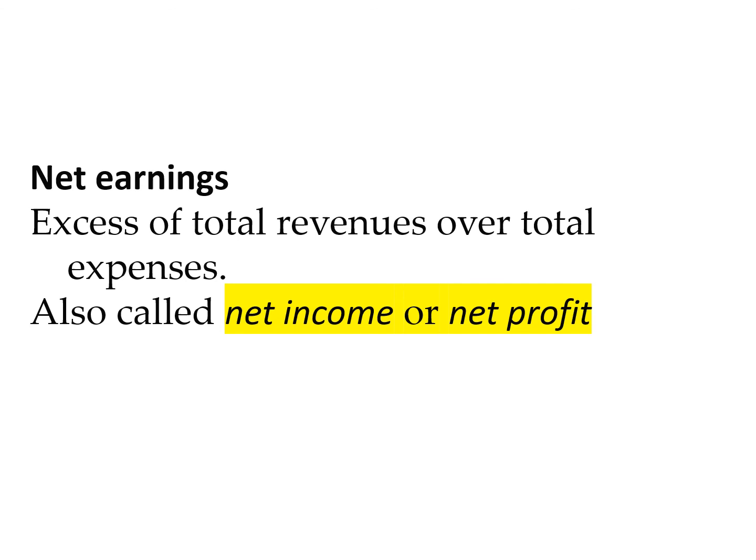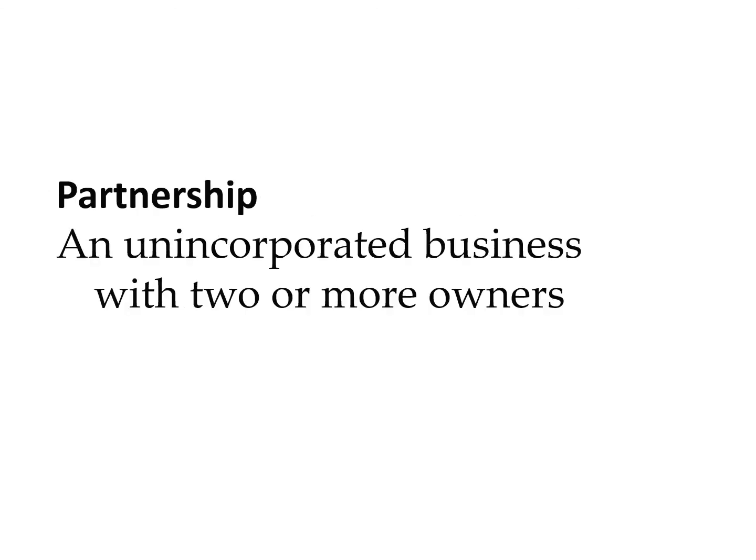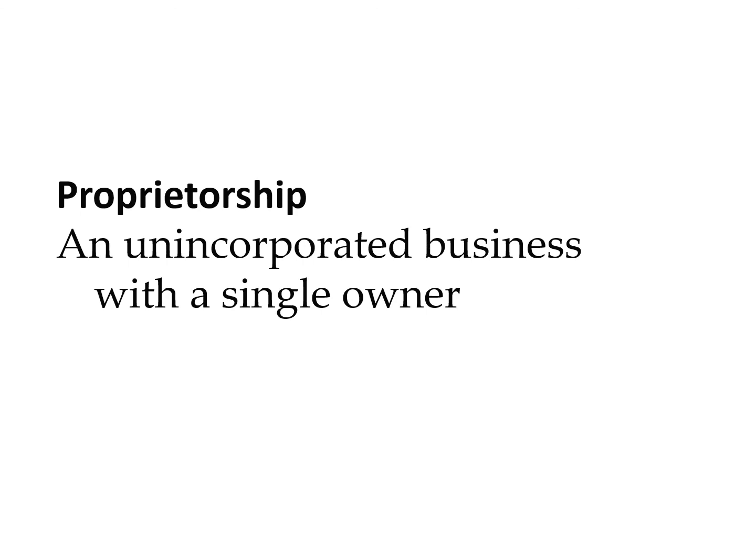Net earning. So what is net earning? The excess of revenue over total expenses is known as net earning, and this is also known as net income or net profit. Net earning, net income, net profit, same thing. Partnership is an unincorporated business with two or more owners. When there are at least two or more owners, that is known as a partnership. And a proprietor is one owner, a sole proprietor, a single owner.